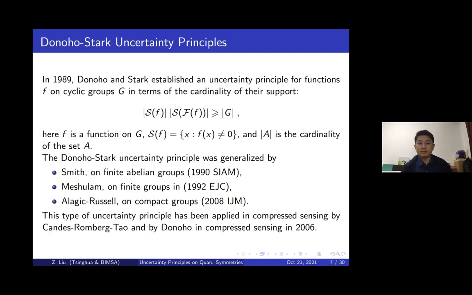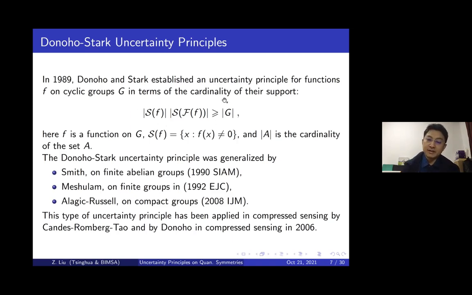And then several years later, Donoho and Stark in 1989 started another type of uncertainty principle for finite groups, first for cyclic groups. So given a non-zero function on a cyclic group G, we can look at the support of the function, namely the cardinality of the positions that take non-zero values, and also the support of its Fourier transform. And then the product of the two supports has a lower bound, that's the order of the group.